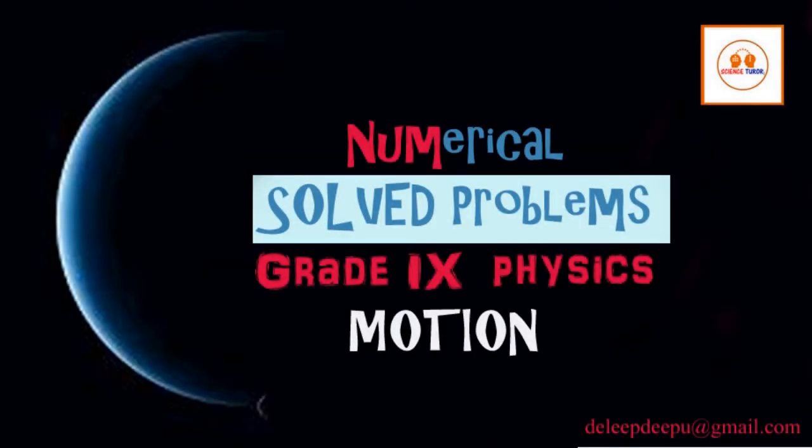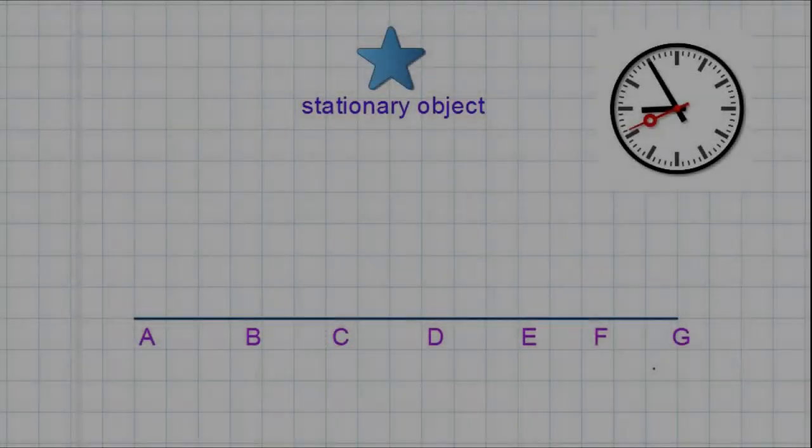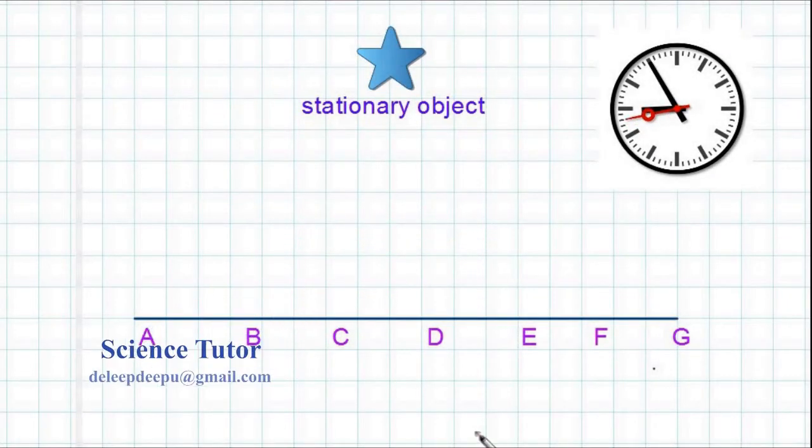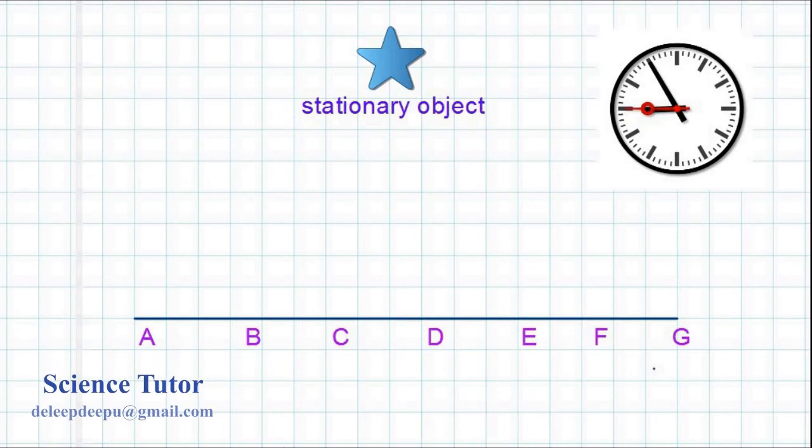Hi students, today we are going to discuss some numerical problems related with the chapter motion. Before going to that problem, we can just have a look at the concept of motion, distance and displacement. A common characteristic of all the moving bodies is that they change their position with respect to time.